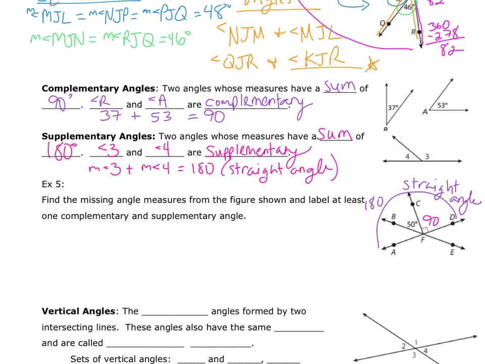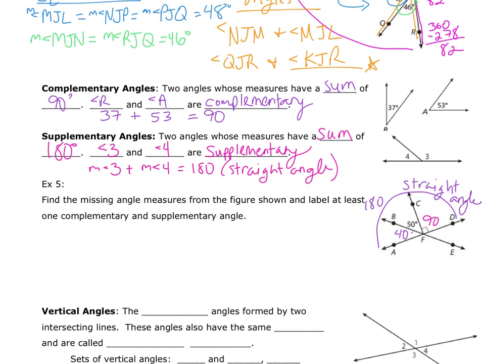So to find my missing one, BFA, I can take 180 degrees and subtract these two from 180. So if I take 180 minus 90, I'm left with 90. 90 minus 50 then gives me a remainder of 40 degrees left over.